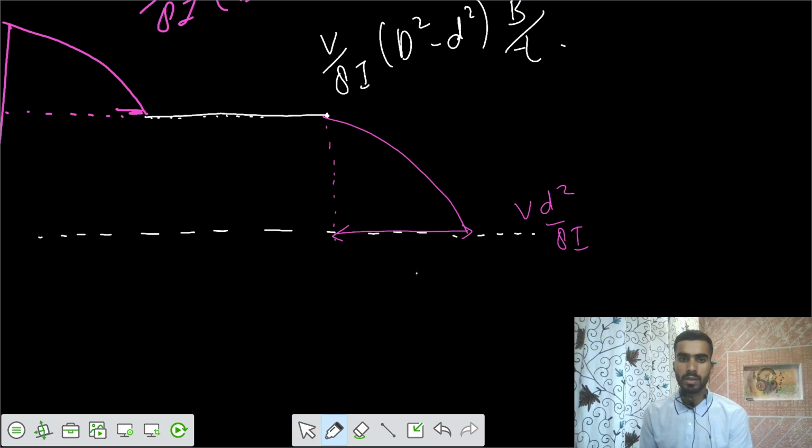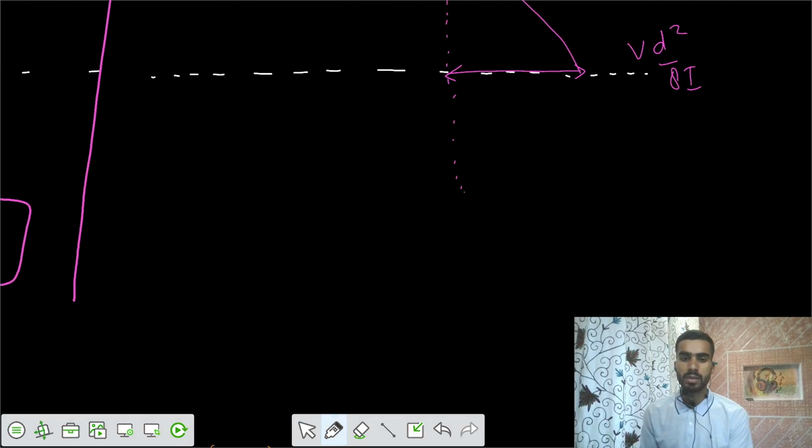Up to this point there is the same value from the junction to the neutral axis, but after that we got some increase, that is V d square by 8I. So let's have from this side also some variation of shear stresses. So this is your final diagram.